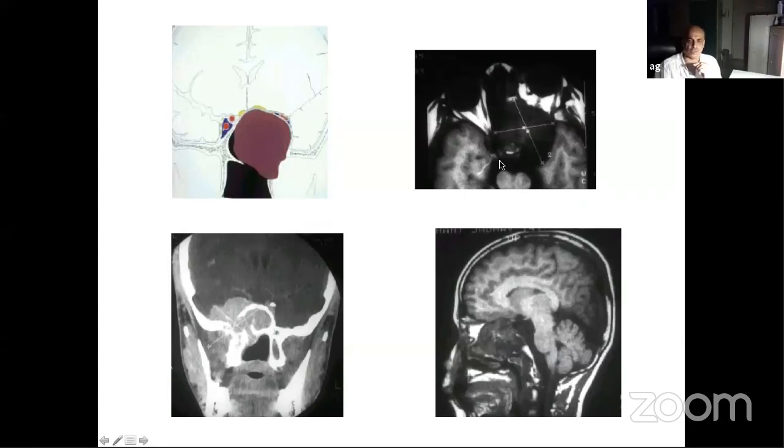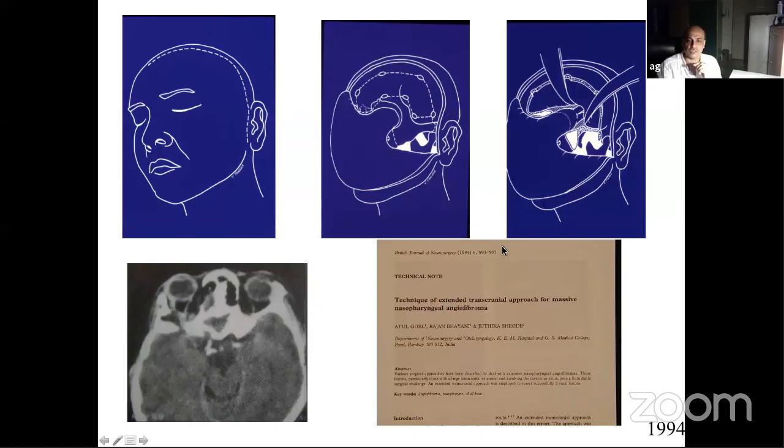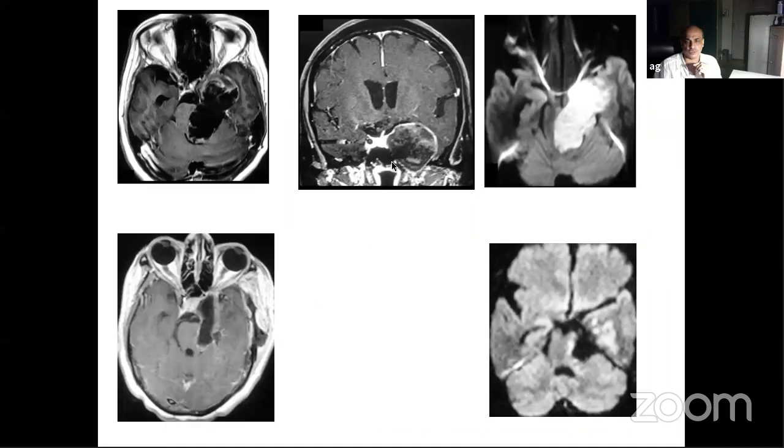nasopharyngeal angiofibromas. I had described in the year 1992 a transcranial approach for nasopharyngeal angiofibroma. But I will say that transcranial approach is not a good option. Transnasal approach, maybe if you are very versatile in the use of endoscope, you can use endoscope, but transcranial approach is not the approach for nasopharyngeal angiofibroma. This is one tumor which is a very rare tumor, and this is an epidermoid tumor.